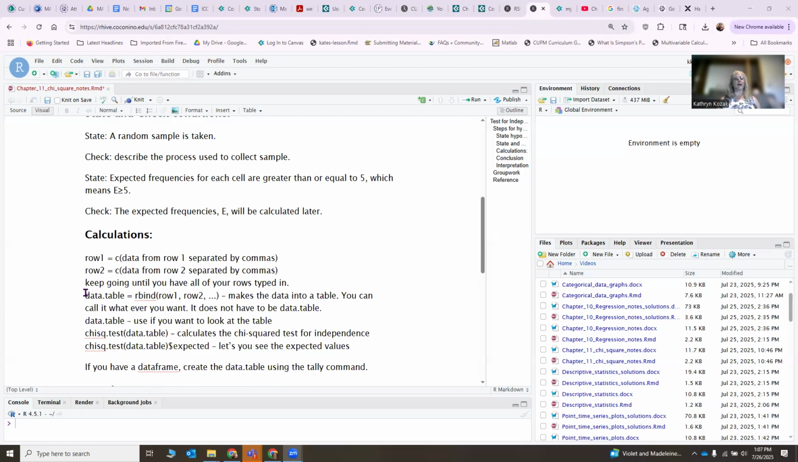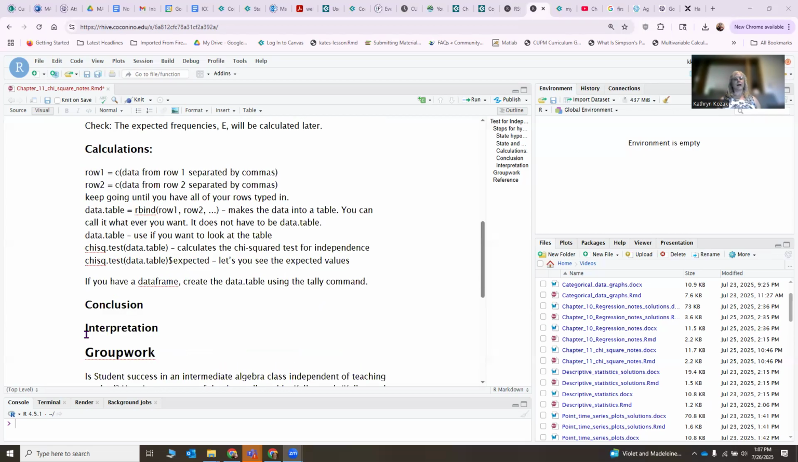You can call it anything you want. I call it data.table, but it doesn't have to be that. If you want to look at it, you type in data.table and it'll show what it is. And then you do what we call a chi-squared test on that data.table. You do a chisq.test on the data.table with $expected. That will actually give you those expected values. We'll talk a little bit more about what those are.